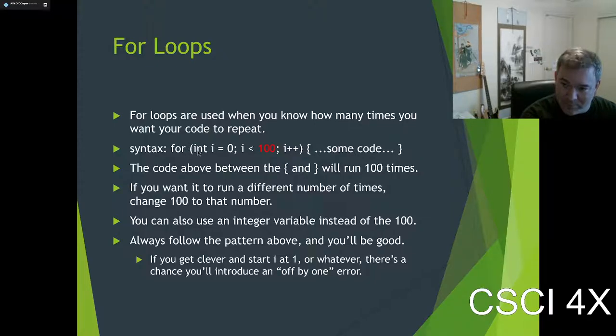For, open parentheses, int i equals 0, semicolon. Everybody forgets the semicolon at first. i is less than blah. Whatever number blah is, that thing highlighted in red right there, is the number that's going to change. The number you put in there is the number of times the loop is going to run. If you put in a negative number, it won't run at all. Semicolon, i plus plus. If you write your for loop like this, you will know exactly how many times your loop is going to run. It will run 100 times.